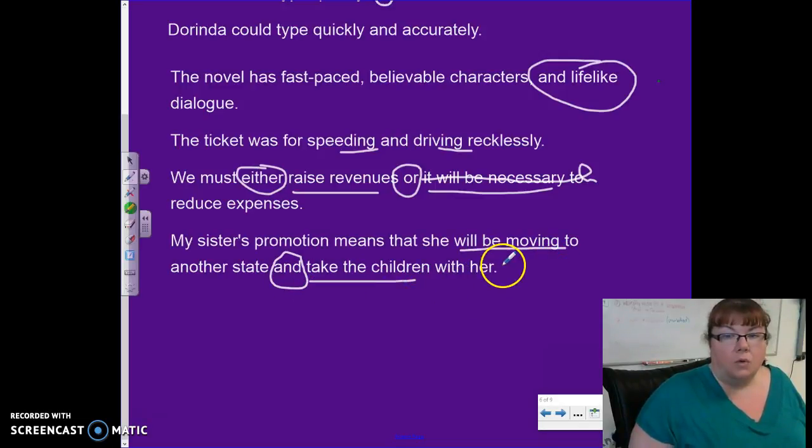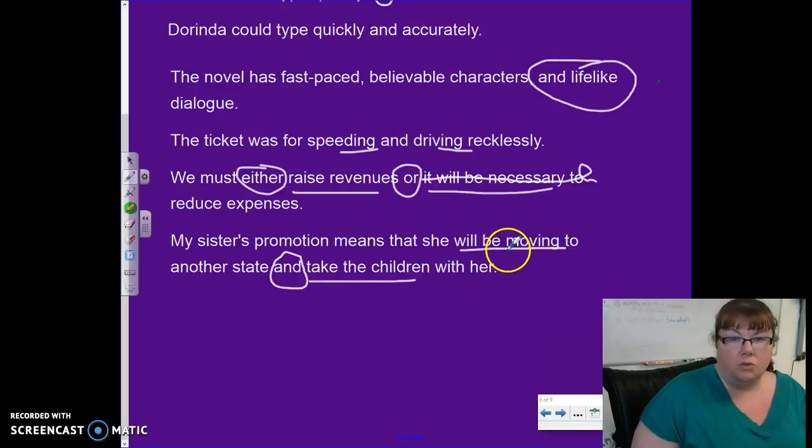Okay, now, in order to fix this, we have really two options. My suggestion would be you need to fix the verb, because "take" and "moving" don't match. So this one needs to be "taking", and that will fix part of it. But in essence, one of the ways you can read it is, my sister's promotion means that she will be moving to another state and taking the children with her. So you have that as an option. So just changing the verb, that makes it simple.